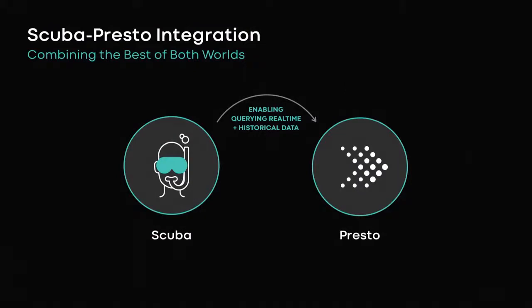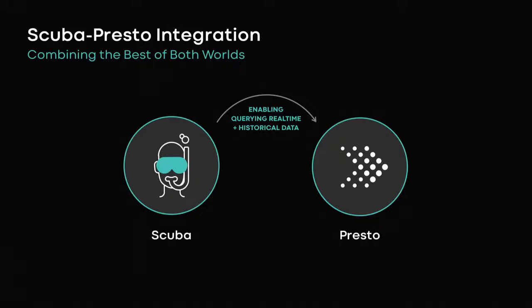When a user goes to Scuba and they want to query a dataset, let's say that they want to see a time series chart that goes back 30 days, but we only store 1 day worth of data in Scuba. What we will do is we will display immediately the 1 day portion of the time series chart, and in the background, we're going to fire a query to Presto. When that result comes back from the warehouse storage, we're going to actually stitch it with the Scuba result and then refresh the time series chart, and then you can see the entire time series for the 30 days.